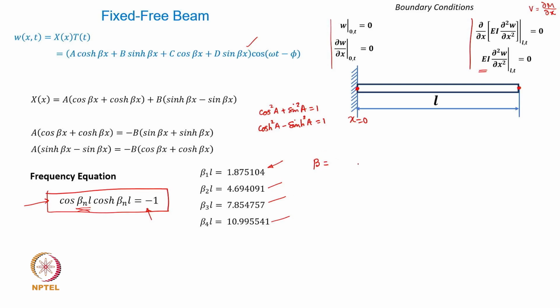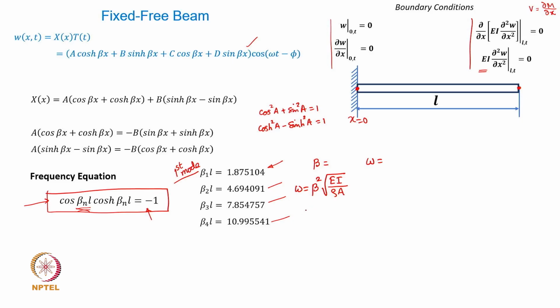So omega, the frequency equation was beta square EI by rho A, right? Whereas this beta 1L, which pertains to the first mode, so this is the first natural mode or first normal mode, is the beta 1L value that we have got.